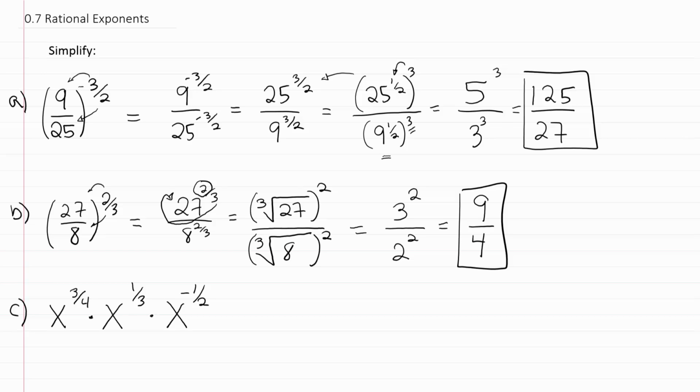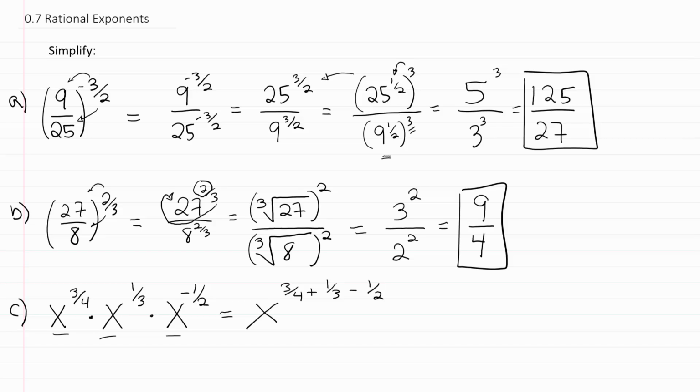Okay, final example, example C. For example C, it's a little bit simpler. We're going to be multiplying common bases that have these exponents 3/4, 1/3, and negative 1/2. The rule when you're multiplying something with the same base, right? Whenever you multiply 2 terms or 3 terms with the same base, you keep the common base and you add the exponents. The addition is a little bit troublesome here because we'll have 3/4 plus 1/3 minus 1/2.